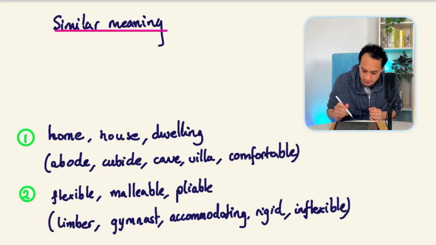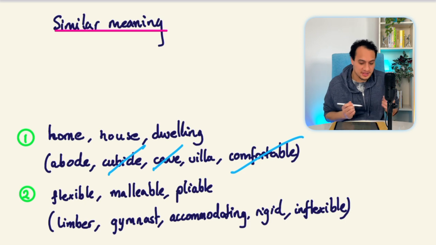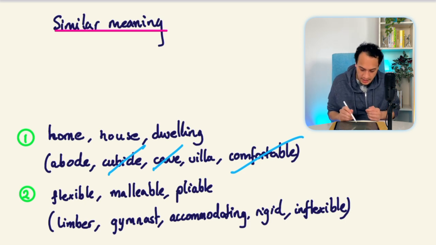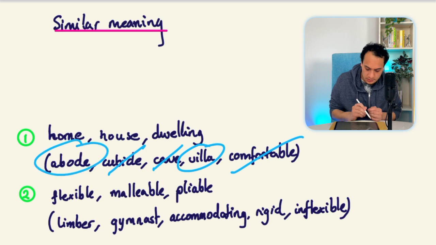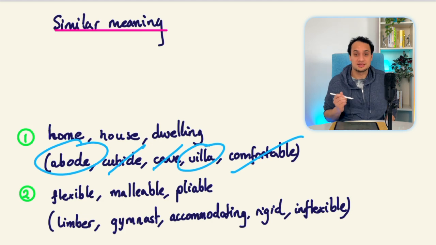So I'm just going to cross that out in blue. Now, cave, at one point was a home, but I suppose we can rule that out because it's kind of unusual to live in a cave, especially in modern times. So we can cross that out. Cubicle, now this just reminds me of a toilet or something like that, and that's probably wrong. We wouldn't live in a cubicle. So we can cross that out. And we're left with abode, a bit of a fancy word for home or dwelling, and villa. So those are the 2 that are most similar in meaning. We'll move on to our second example.